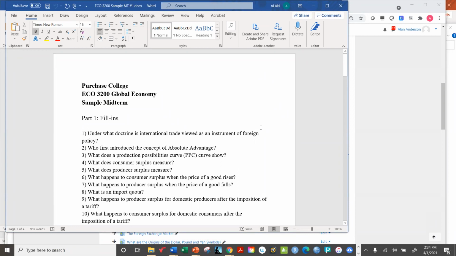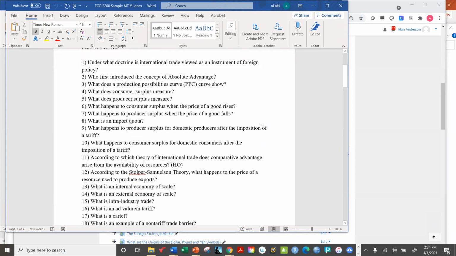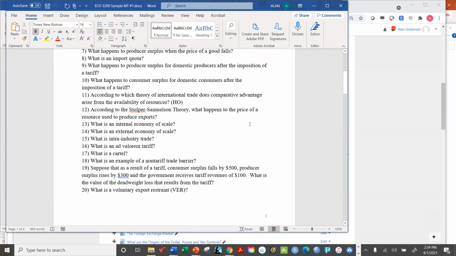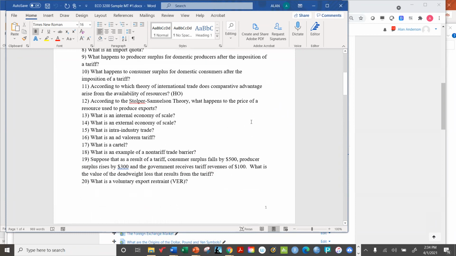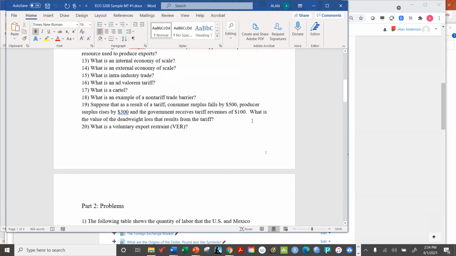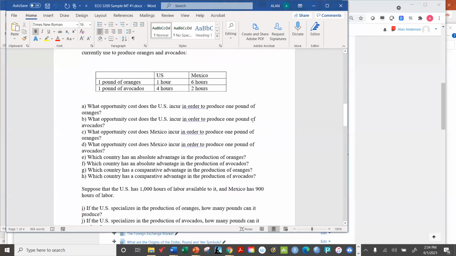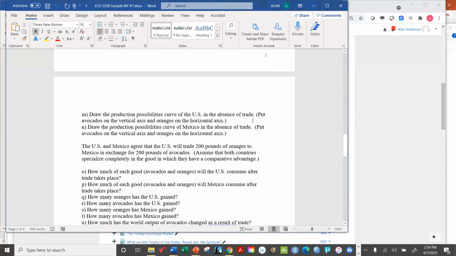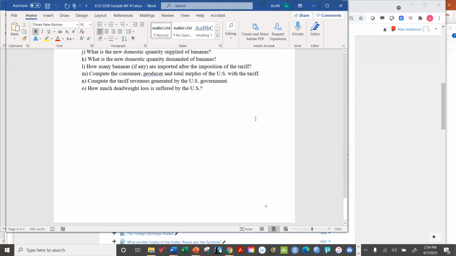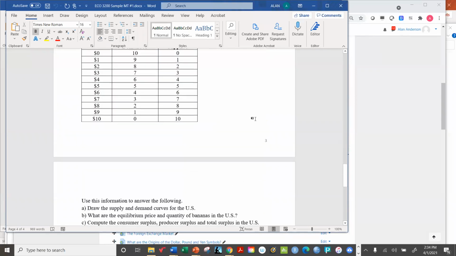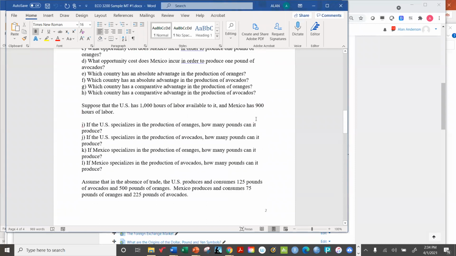But this is the sample midterm. And as you can see, it has 20 short answer questions or fill-ins, all based on chapters 2 through 5. And then it has problems that look very familiar because they involve comparative advantage and tariffs. So this will be the primary focus of the problems on this first midterm.